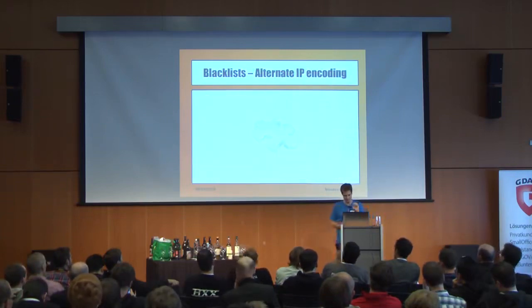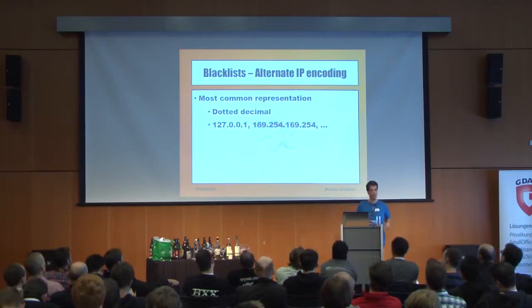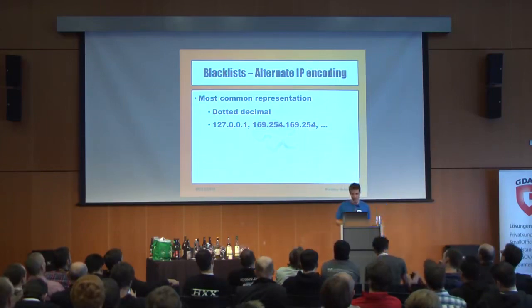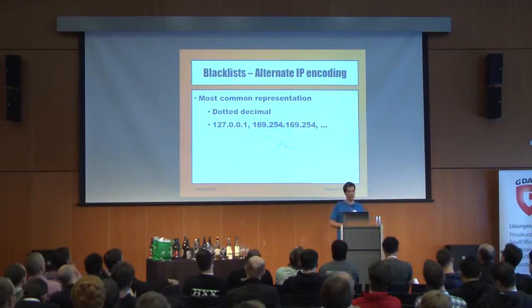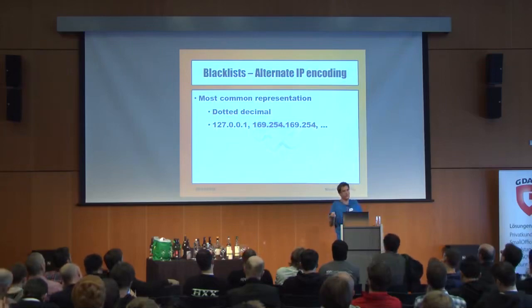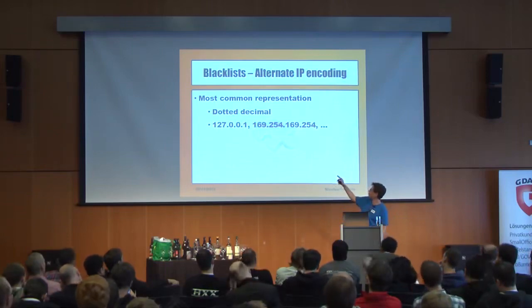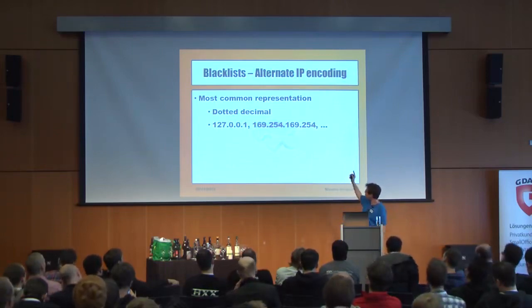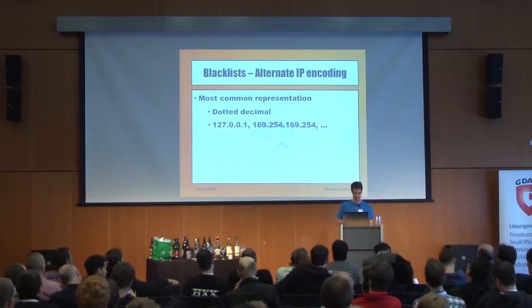Alternate IP encoding. This is some very old stuff that I was using 15 years ago, but it's new again, so that's cool. The most common representation of an IP address is what is called dotted decimal. That's what we use daily for representing IP addresses. So 127.0.0.1 is the dotted decimal representation of the loopback interface. That's fine.